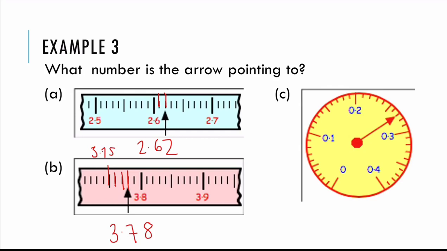So we've got 3.76, 3.77, 3.78. And on the last one here, it lies between 0.2 and 0.3, so it's 0.2 something. We've got 0.25 here, so 0.26, 0.27.